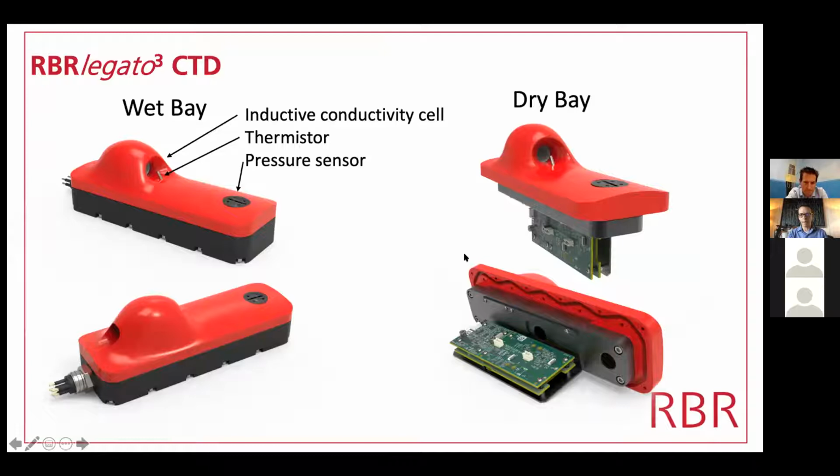It has a dry bay version. It has a wet bay version. The beauty of the wet bay version is it really allows for the user to replace the sensors themselves. They don't have to take the sensor out or take the glider and send it to the OEM glider manufacturer for the sensor to be taken out and sent to us. They can get a pre-calibrated replacement Legato and just swap it in if it's a wet bay.